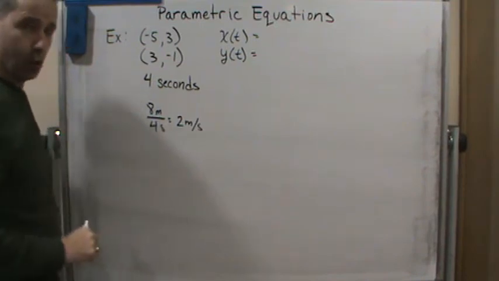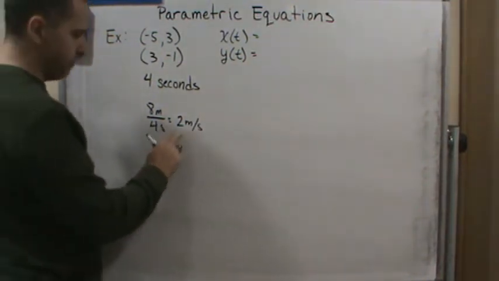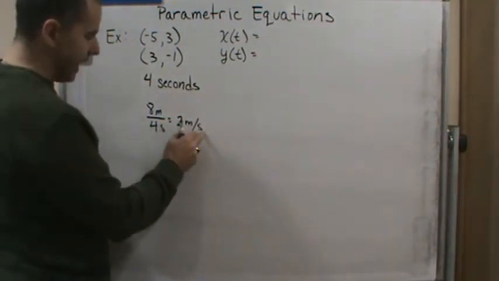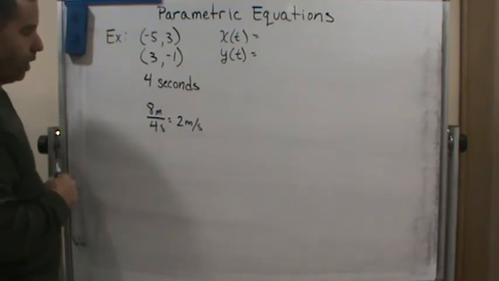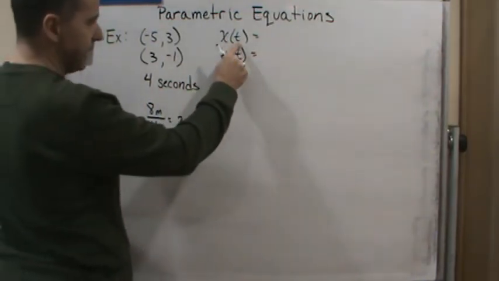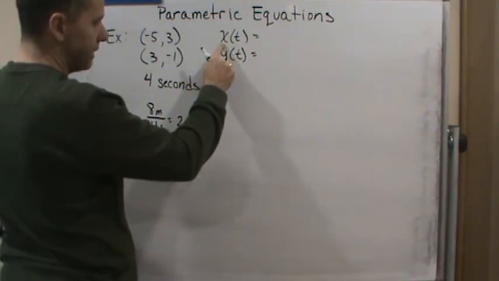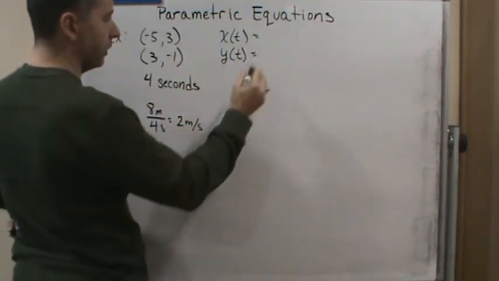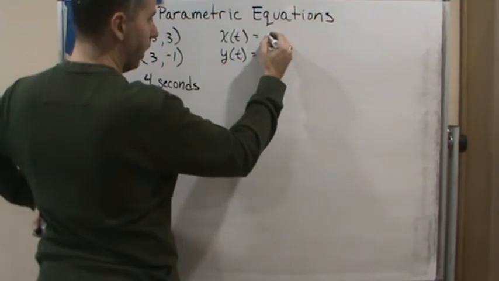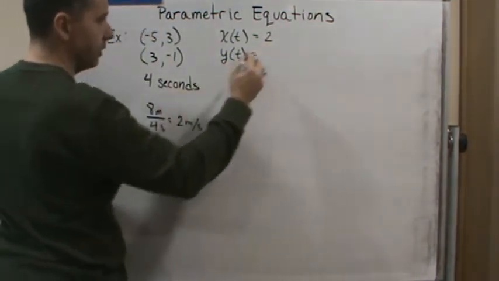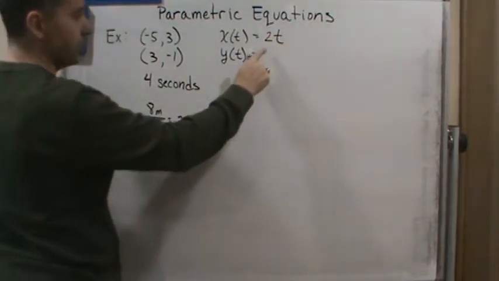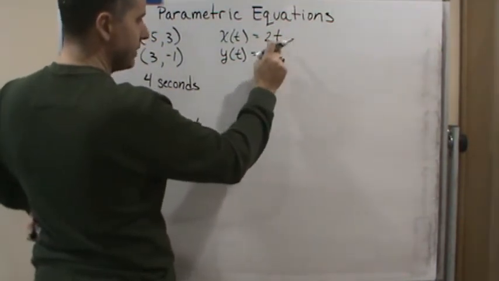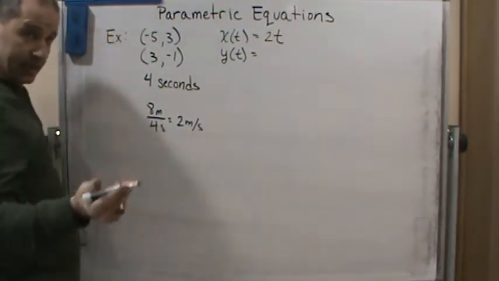This represents the slope of a line with respect to time. So we can say x of t, the x with respect to time, has a slope, or constant speed, of 2 meters per second times t. We want to make sure that the units are right: 2 meters per second times seconds gives us meters, which is exactly what we want.